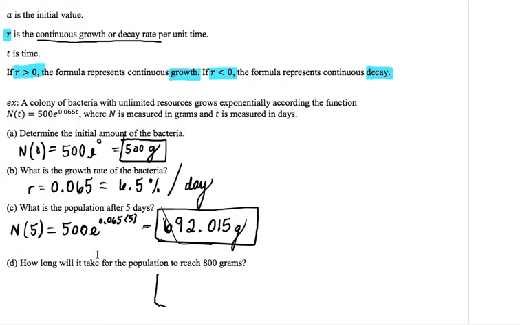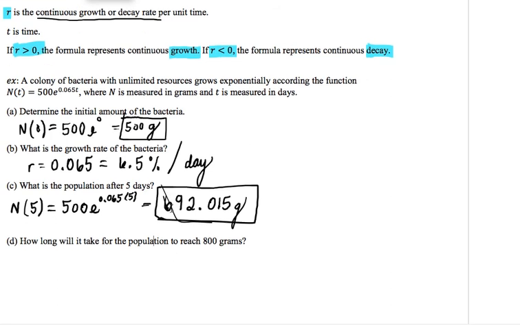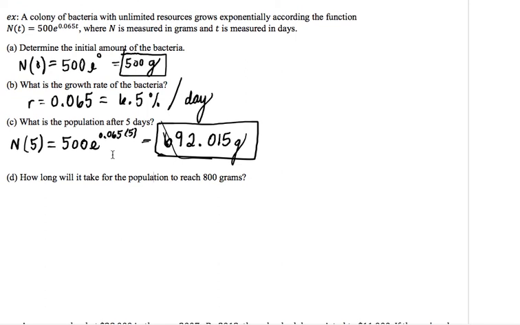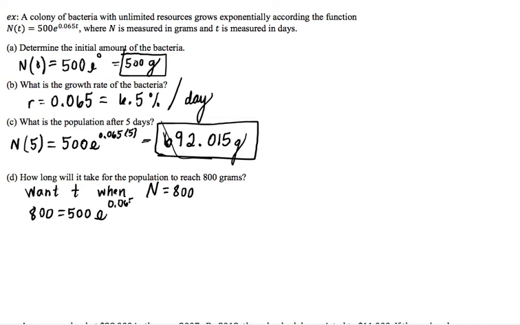Okay, and how long will it take for the population to reach 800 grams? Okay, so this involves a little bit more. We're asking how long will it take, so what's the time? You want t when n, the amount n, is equal to 800. So here we're going to plug in 800 for n of t and then solve for t. So we get 800 equals 500 times e to the 0.065t.